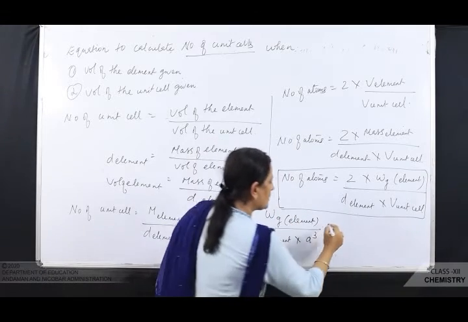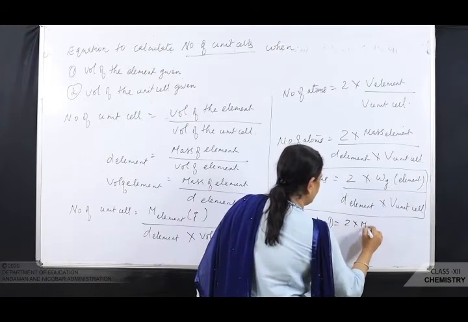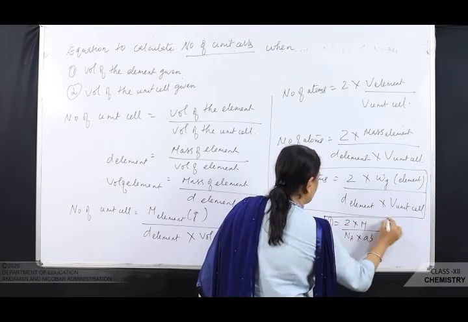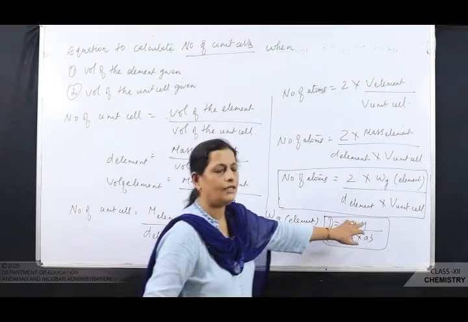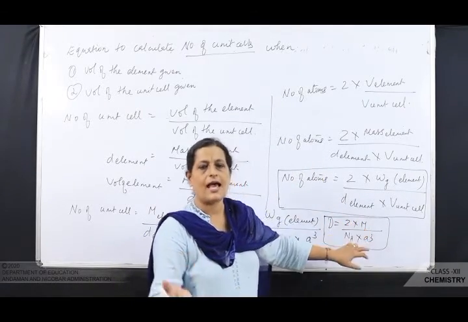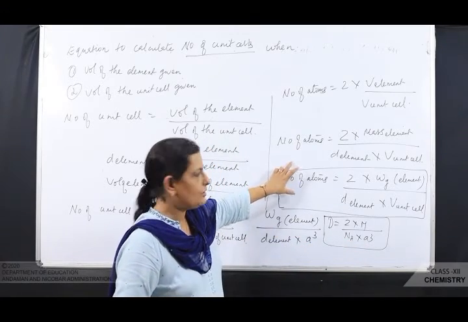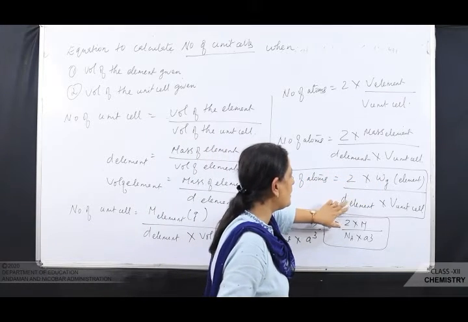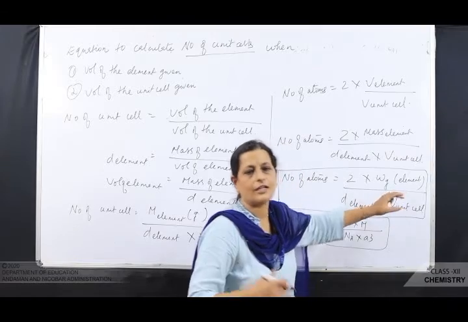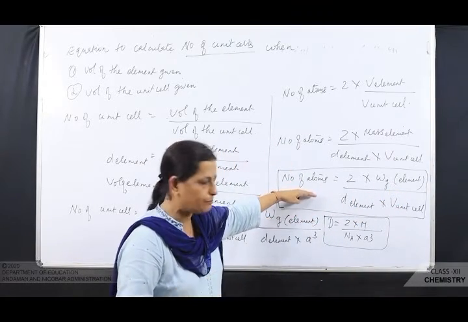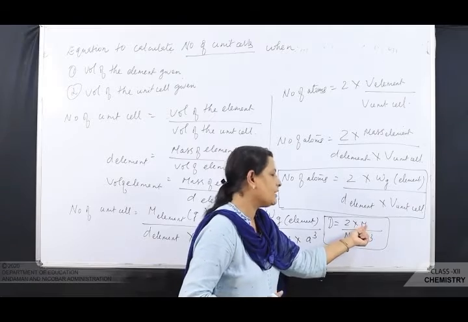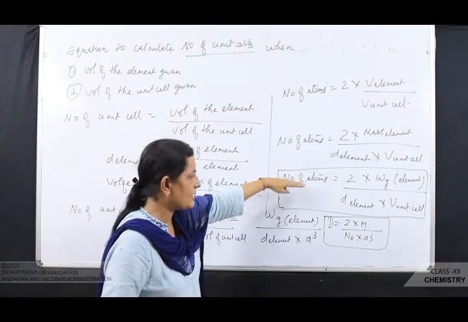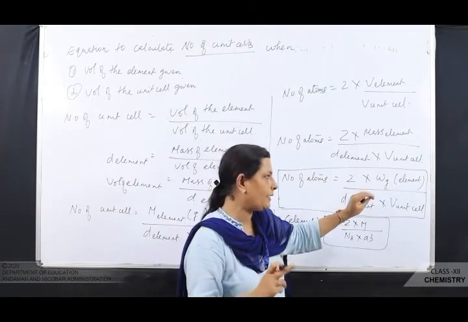Otherwise, using this equation, D is equal to Z into M divided by Avogadro number into A cube, you can calculate the number of atoms also. For that, first you have to calculate what? Atomic mass or molar mass, and then you have to calculate what? Number of atoms. So if you use this equation directly, number of atoms is Z into mass of the element divided by density of the element into volume of the unit cell, you will get the answer. It is direct substitution only, it is very simple. Otherwise, first you have to calculate the molar mass or atomic mass, and then the number of atoms. So this is easy. But the thing is that you have to read the question properly. What should be given?